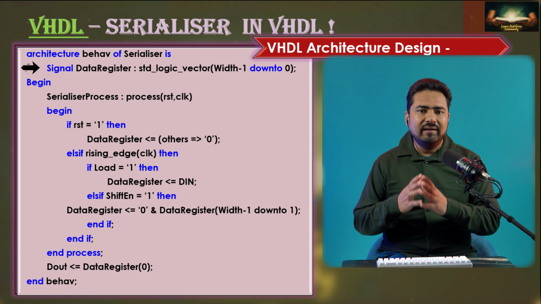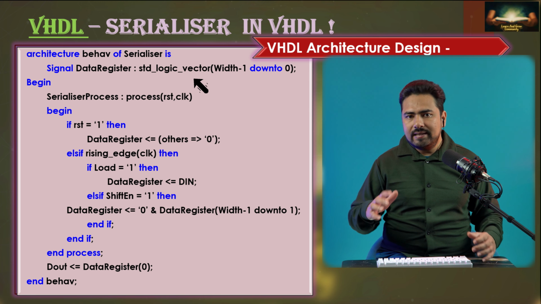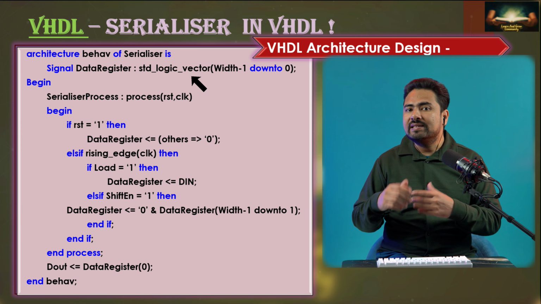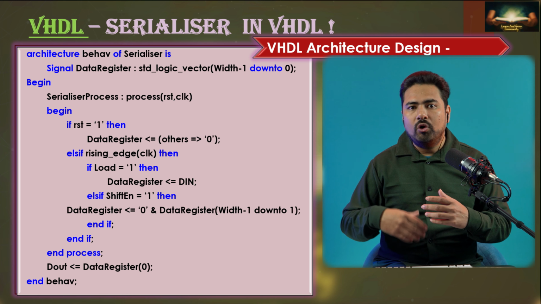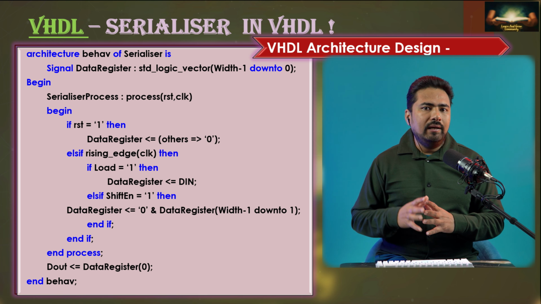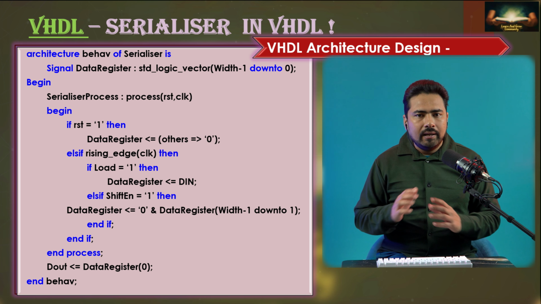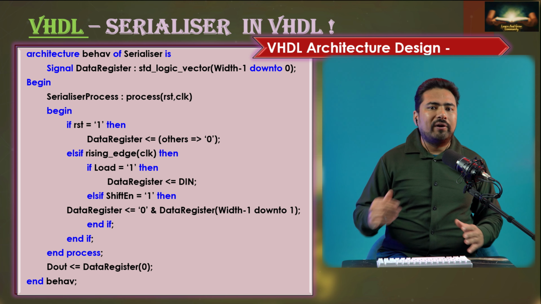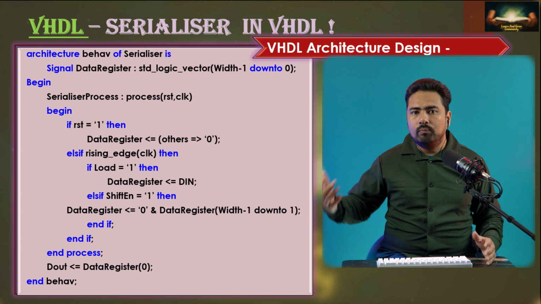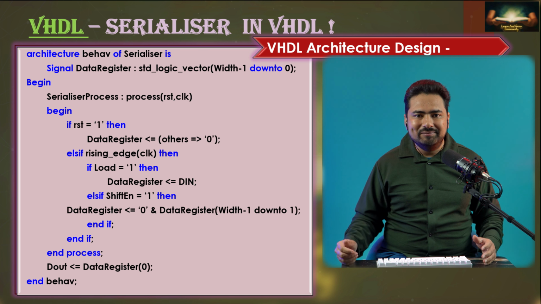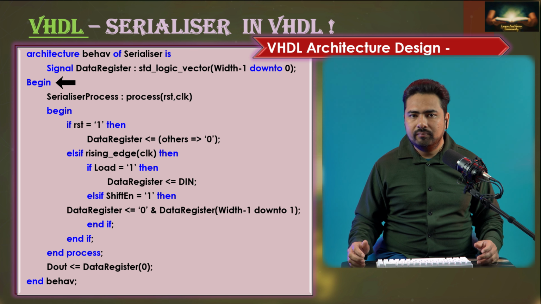Next, we define the internal signal, and this is data register. This is a std_logic_vector having the same range as input D in. So what will it do? It will hold your parallel data when you load it. Remember, I explained this in the block diagram. And then this data will start transferring to the output at each clock cycle. Next, start your architecture with the begin keyword.